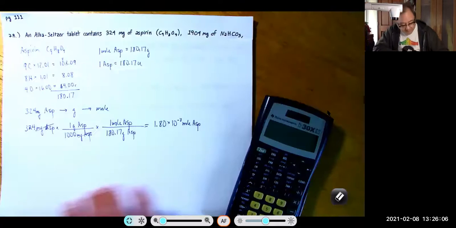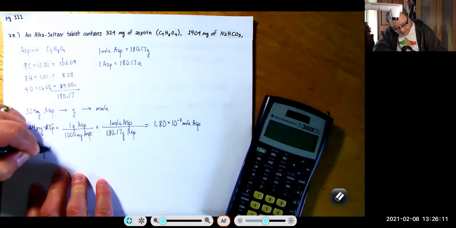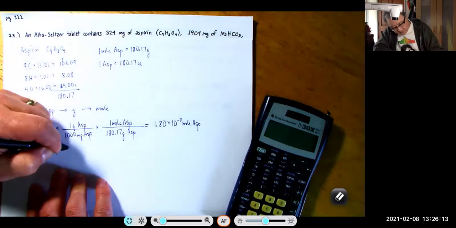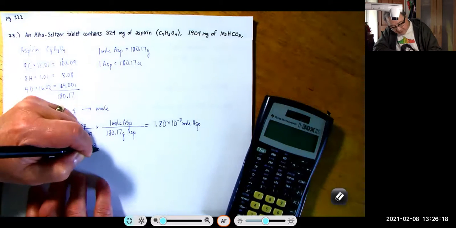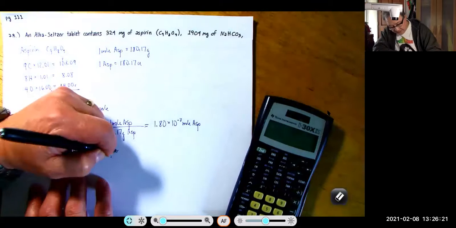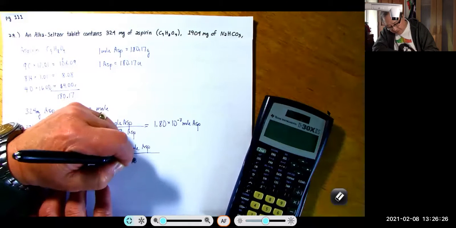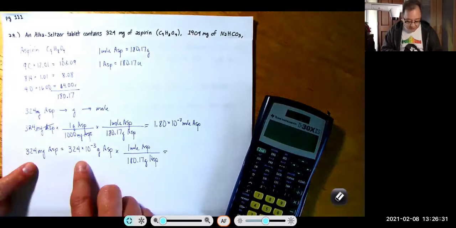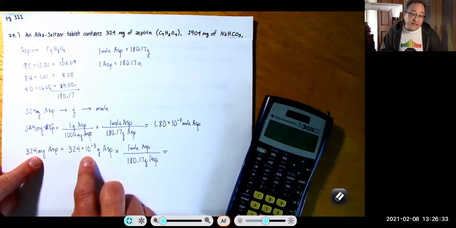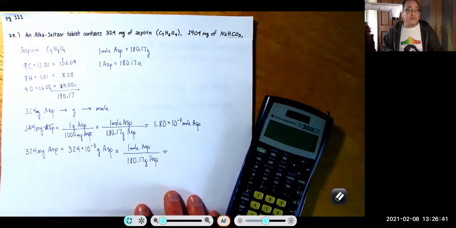Now, another way to do it would have been this: 324 milligrams of aspirin is equal to 324 times 10 to the minus 3 grams of aspirin. And then times 1 mole of aspirin per 180.17 grams of aspirin. So as you're writing this one out, you'll notice that I simply took that m and substituted 10 to the minus 3 for it, because that's what m means. The answer is going to be the same: 1.8 times 10 to the minus 3 moles of aspirin.